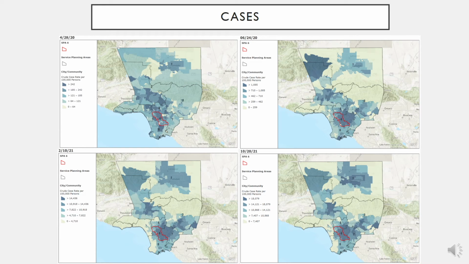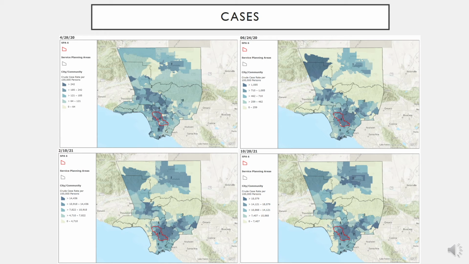Cases are widely spread out as we were getting early data on the COVID-19 pandemic. 2 months later, in June of 2020, you could see a pattern beginning with case rates of COVID-19. Higher rates are culminating in SPA 6 and neighboring East SPA 7 and parts of Metro SPA 4, with smaller pockets in San Fernando Valley SPA 2, while more affluent areas of West SPA 5 and parts of South Bay SPA 8 begin to show lower case rates as compared to the rest of the county.